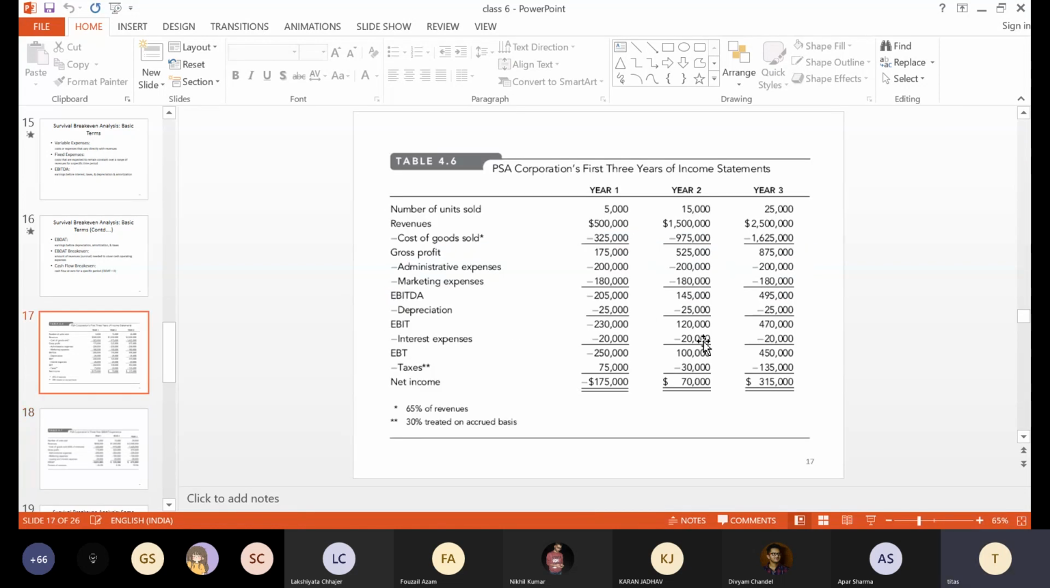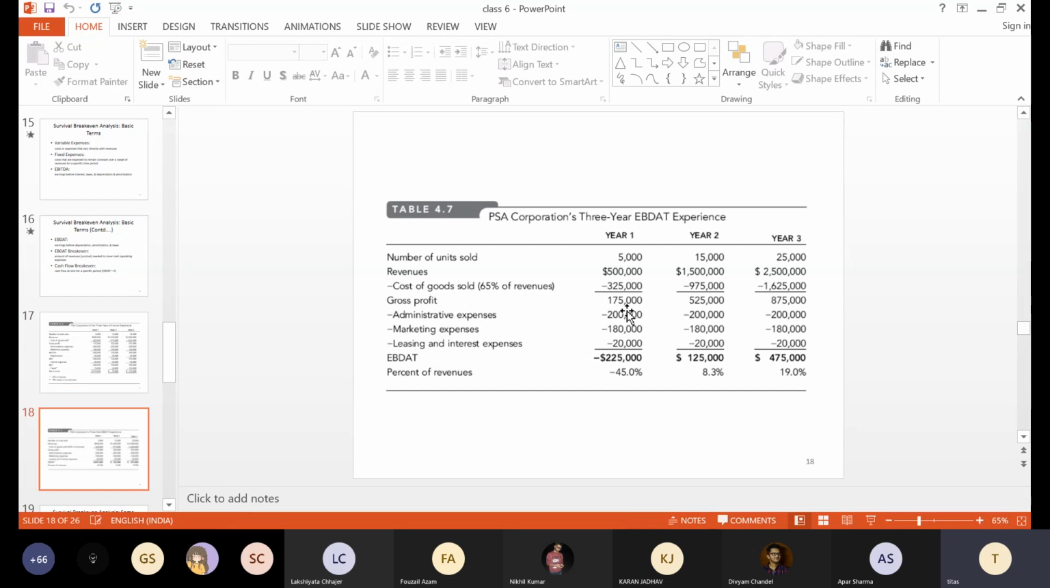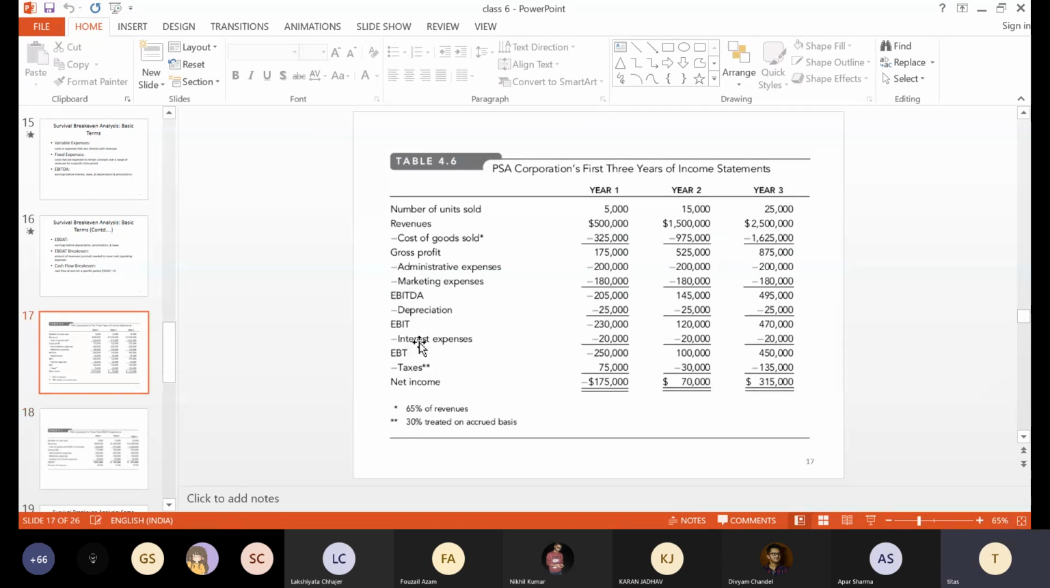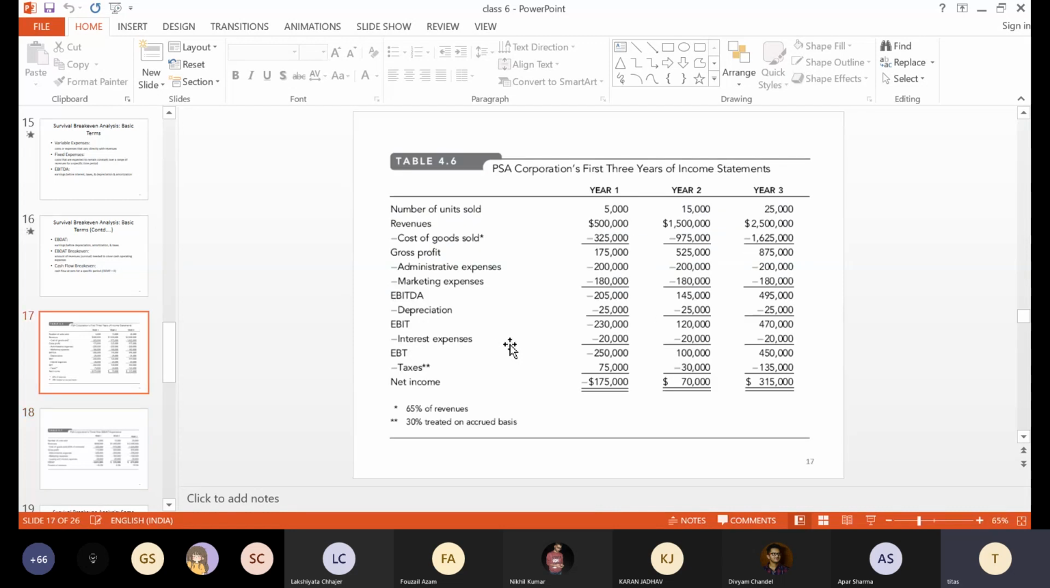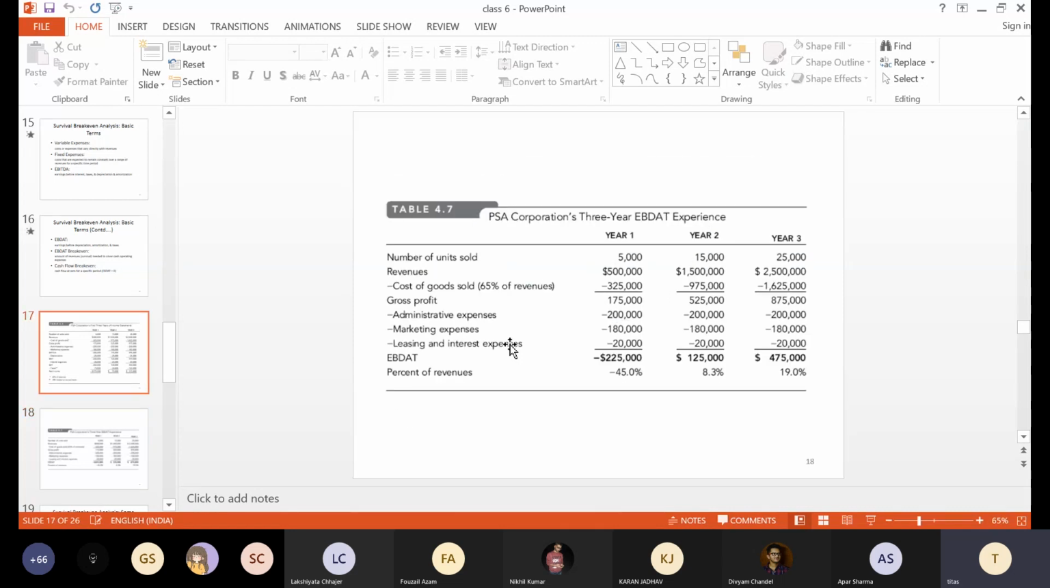Just compare it with the earlier slide. The deduction of depreciation is not considered in this slide. The interest expense that we deducted earlier is the only thing we have considered here. So it is the same as the previous slide, but in the previous slide depreciation was deducted, and in this slide depreciation is excluded. Okay.